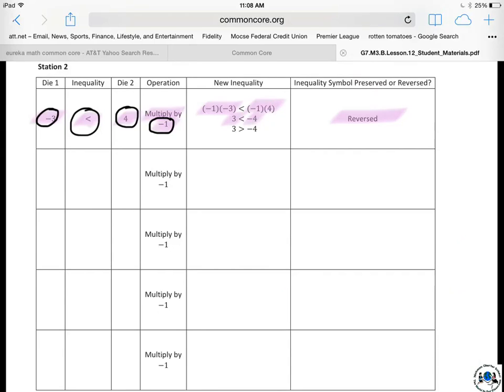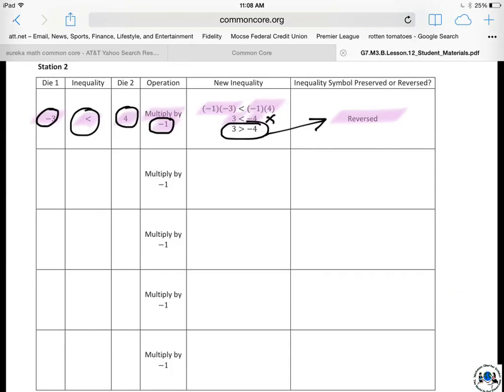And you can see that that does not work. 3 is not less than negative 4. Therefore we had to reverse our inequality symbol. Okay? All right, so I guess you can probably see these are all multiplied by negative 1.